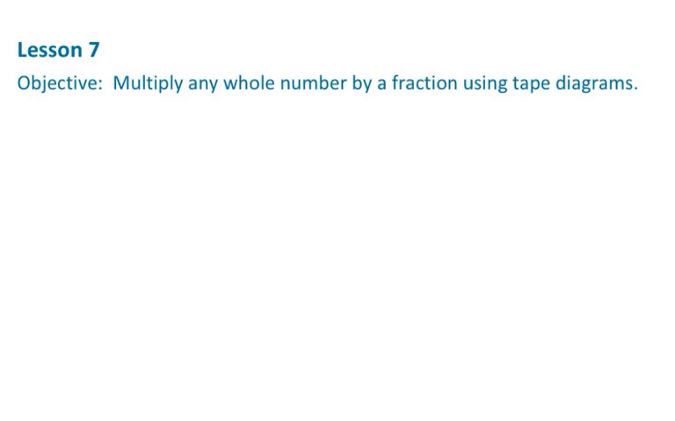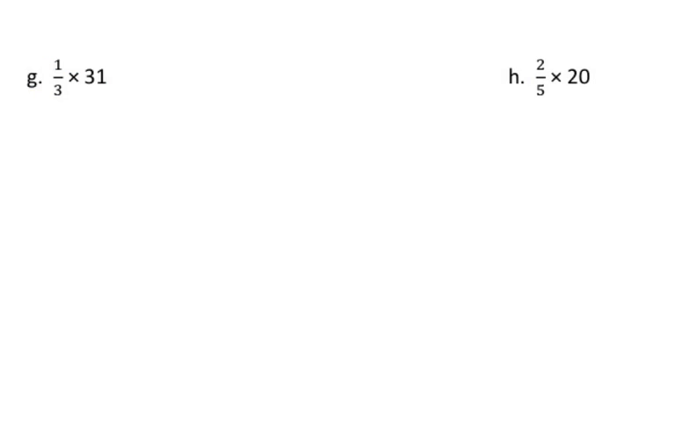This is grade 5, module 4, lesson 7, and the objective is to multiply any whole number by a fraction using tape diagrams. The tape diagrams are big in this module, so we're showing you another example of that here. We're going to be using homework problem number 1. This is letter G and letter H. We'll do both, and we're going to start off with G.